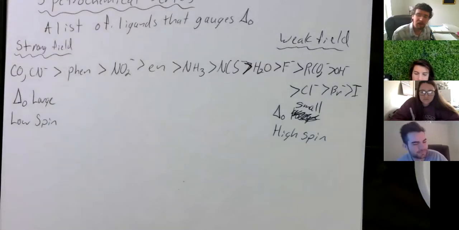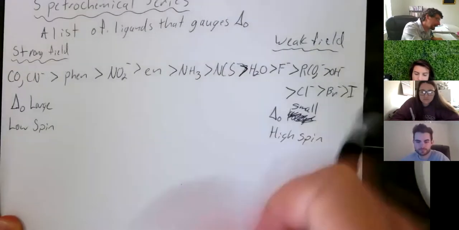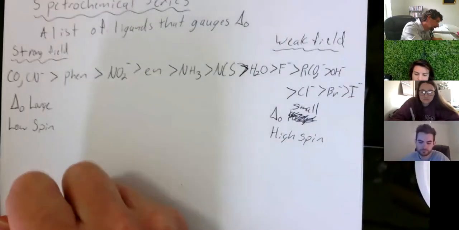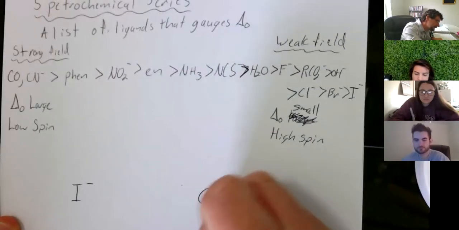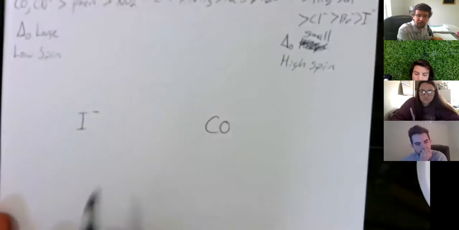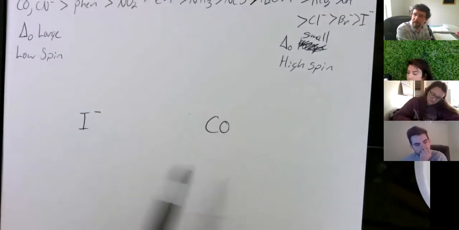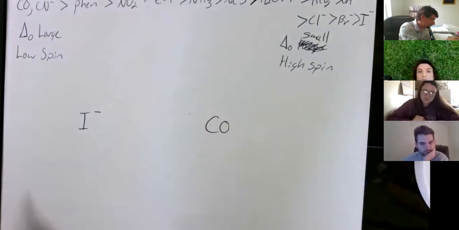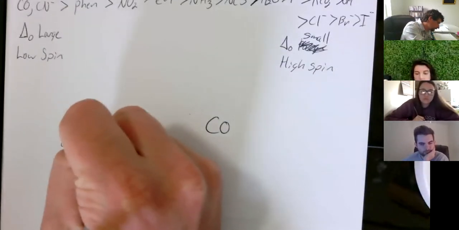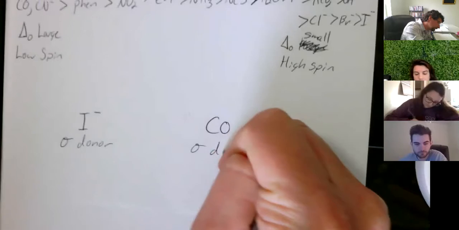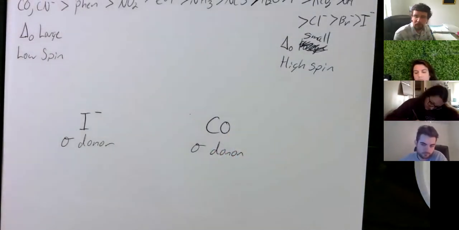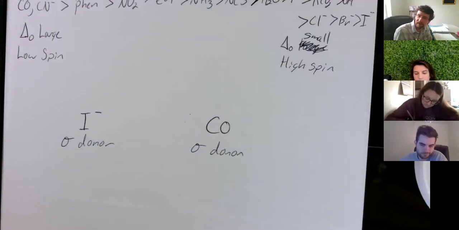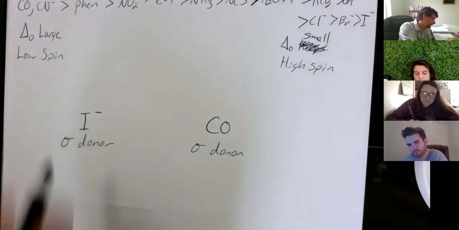Okay, so let's think about the nature. Let's go with the extremes. We've got I minus and we've got CO. These are both sigma donor ligands, right? What about their pi ability? Do they want to accept electron density into their pi system, or do they want to donate through their pi system? Iodine wants to donate. Yep.